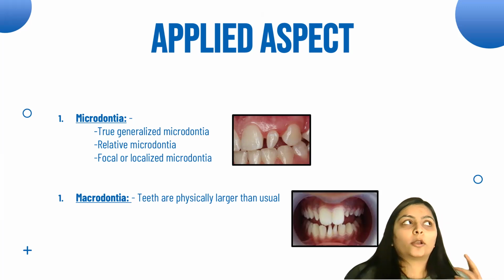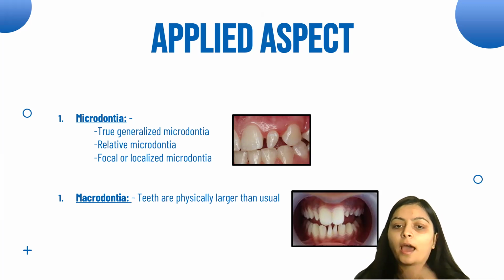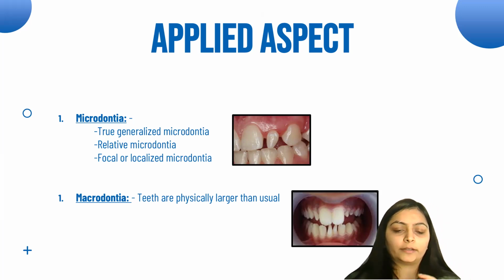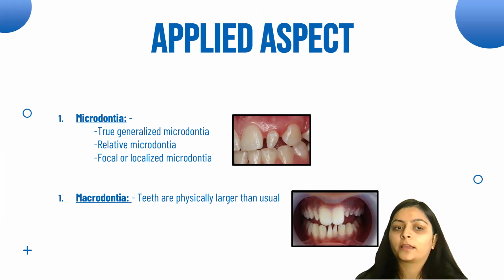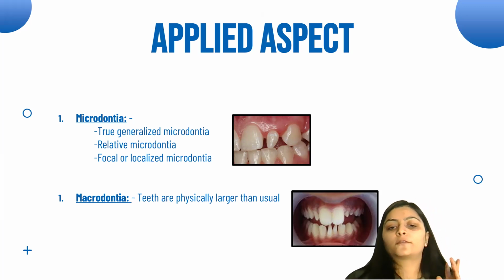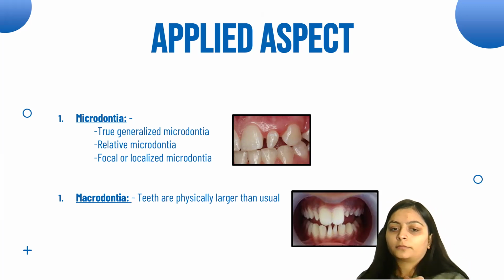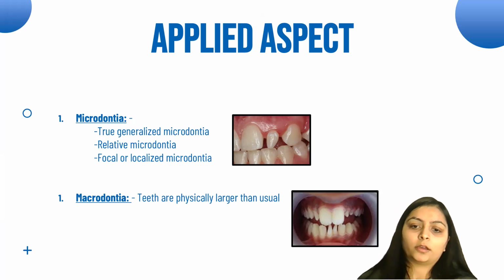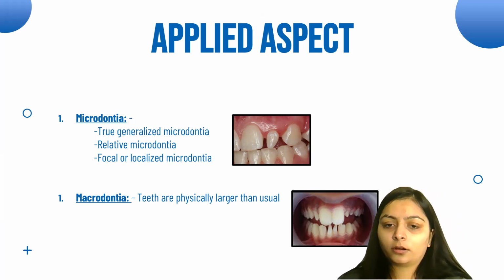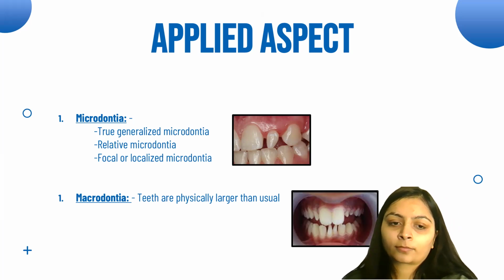Relative means one of the teeth or adjacent teeth are larger than the tooth, so it seems relatively small compared to adjacent teeth. Focal or localized, the best example for that is the peg lateral. Macrodontia means teeth are physically larger than usual, like we can appreciate in the last picture, the central incisors are bigger as compared to all the other teeth.